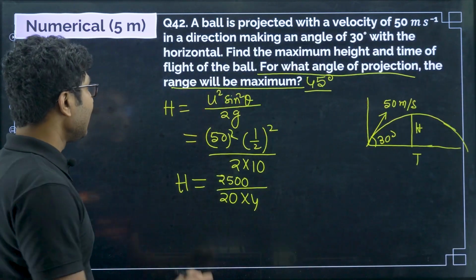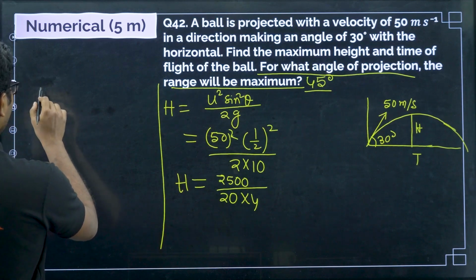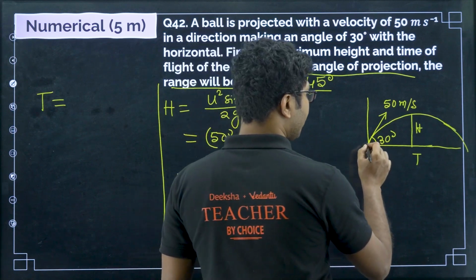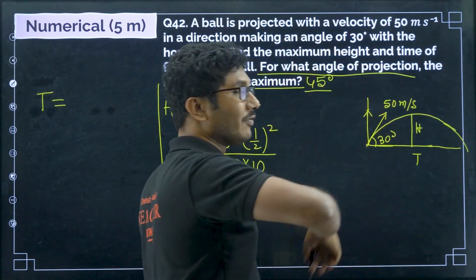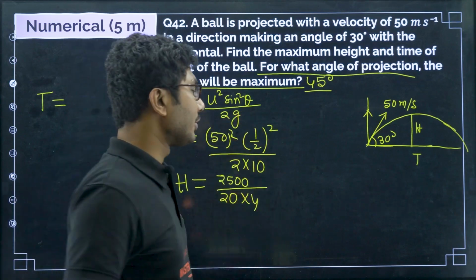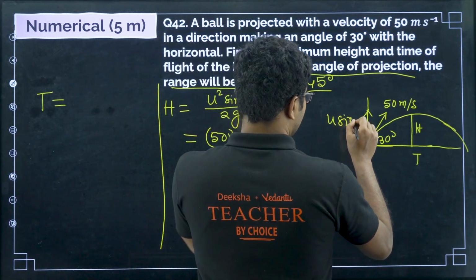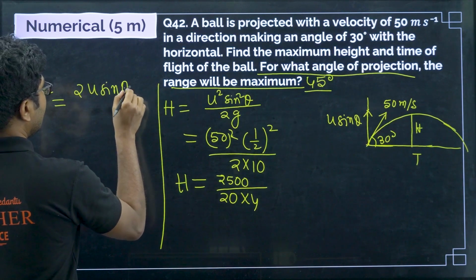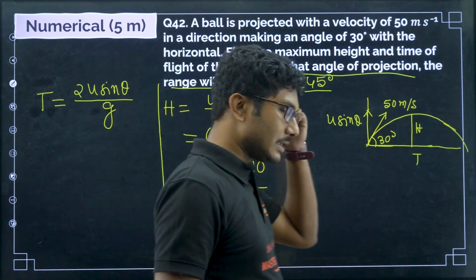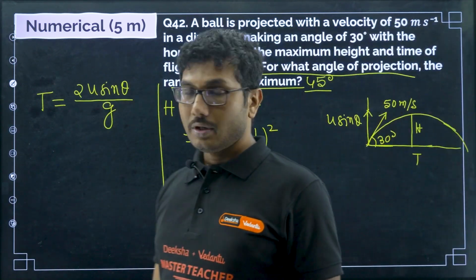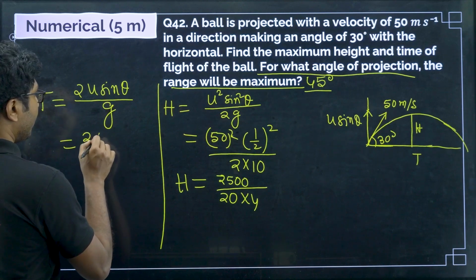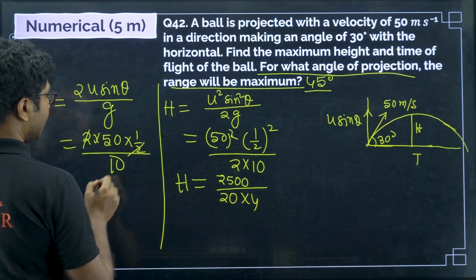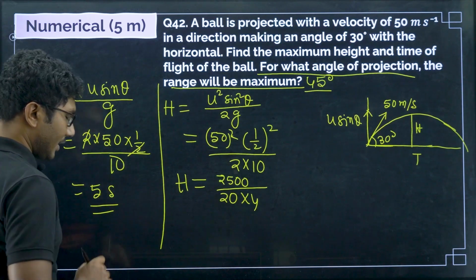Now, next is time of flight. This is the cos component, this is the sin component. Anything happening in the vertical direction is always related to the vertical component, that is u sin theta. So, it is given by 2u sin theta divided by g. This is the time of flight. Let us see: 2 into 50 into half divided by 10. So, that is 5 seconds. 5 seconds is the answer.